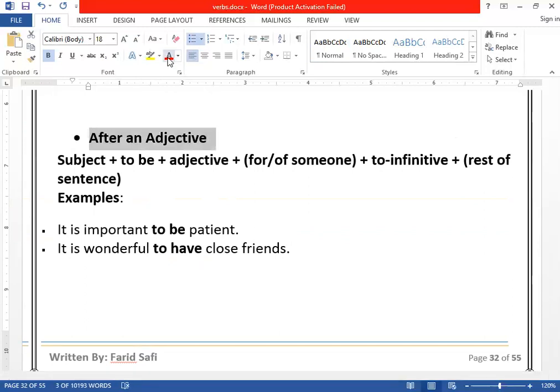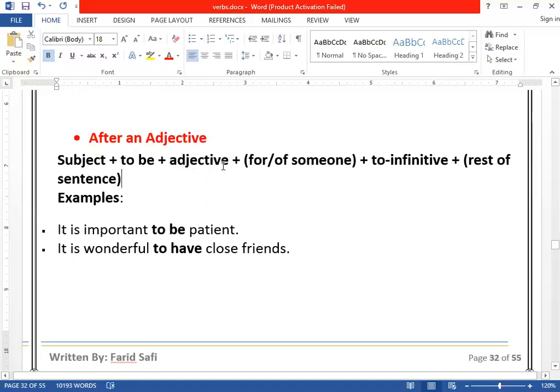Next, an infinitive can be used after an adjective. Infinitives can function as an adjective, but there is another case where an infinitive can also be used after an adjective. Any word that is an adjective, like good, happy, great, clear, can be followed by an infinitive. This is another case. How? For example, look: subject, to be verb, then the adjective.